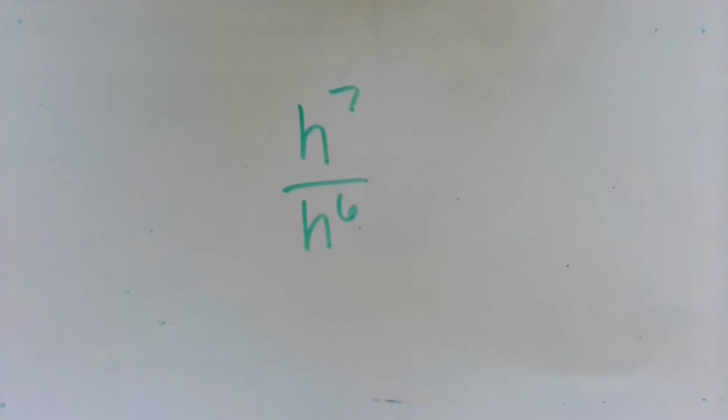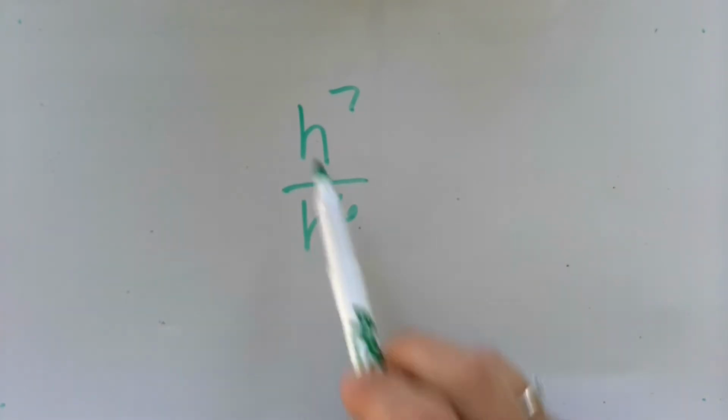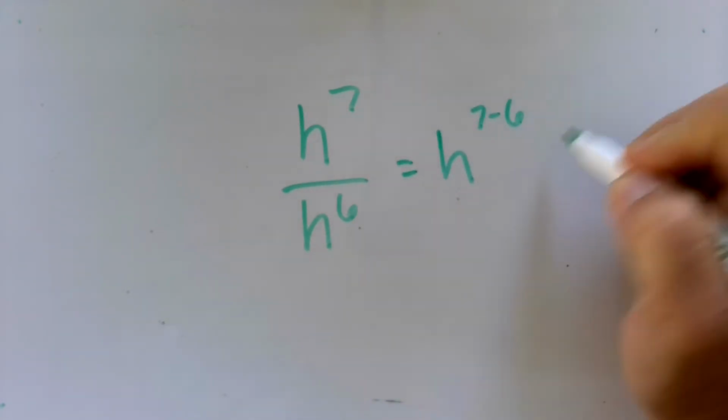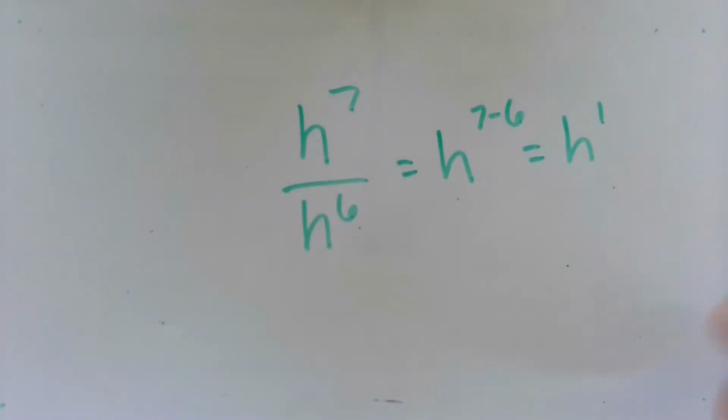So now what if we don't have a numerical base? What if we have a variable for a base? Same thing applies. It would still be equal to h to the 7 minus 6th power, or h to the 1st, which would just be a standalone h.